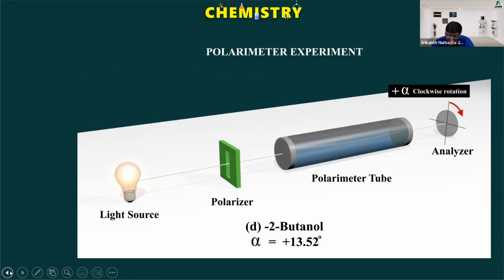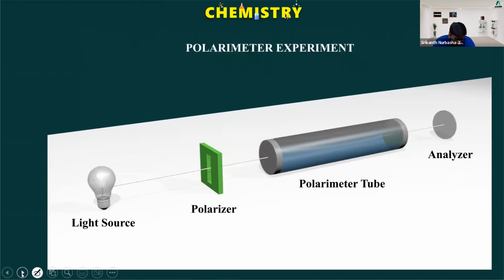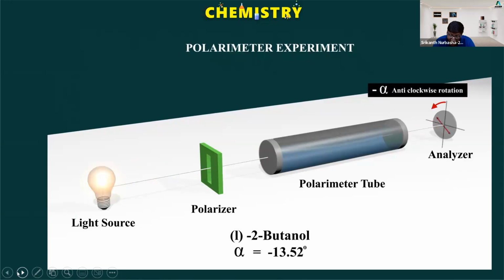That plane polarized light, after passing through the polarimeter tube, has been rotated in the clockwise direction. Another light source, another polarizer. Now it has been rotated in the anti-clockwise direction. So this is the polarimeter tube, which is also called a cuvette tube, where you have an organic compound. If it is rotating in the clockwise direction, it is said to be dextrorotatory. Anti-clockwise means levorotatory.